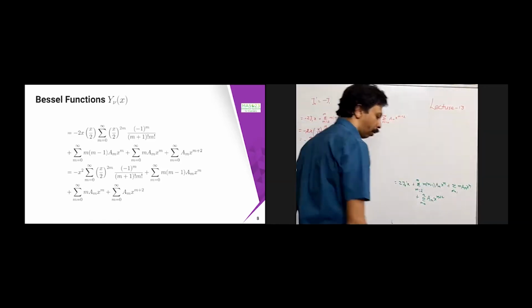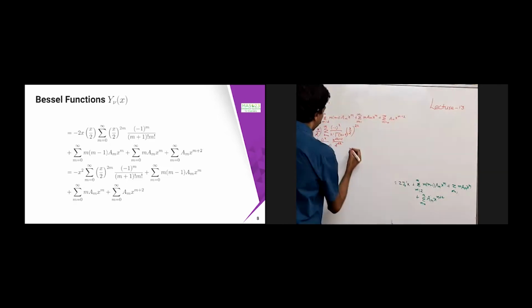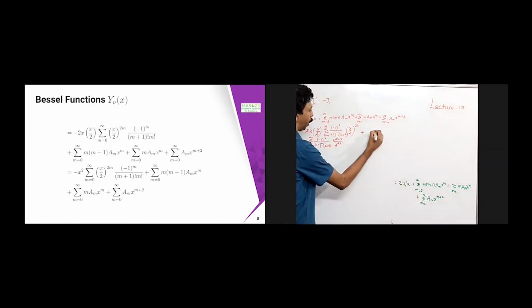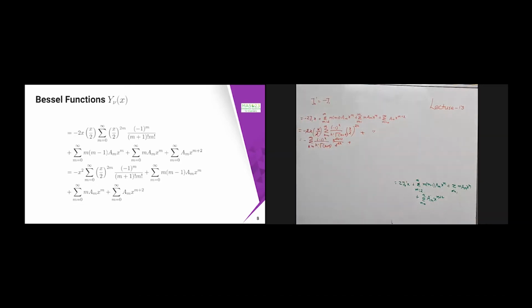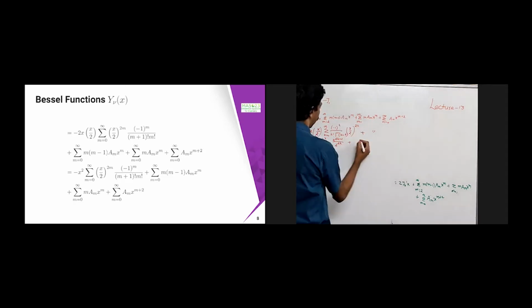Okay, so therefore what I have is summation, the remaining as it is. Same thing here, m equal to 2 to infinity, remaining things as it is. I'm going to get that same thing.